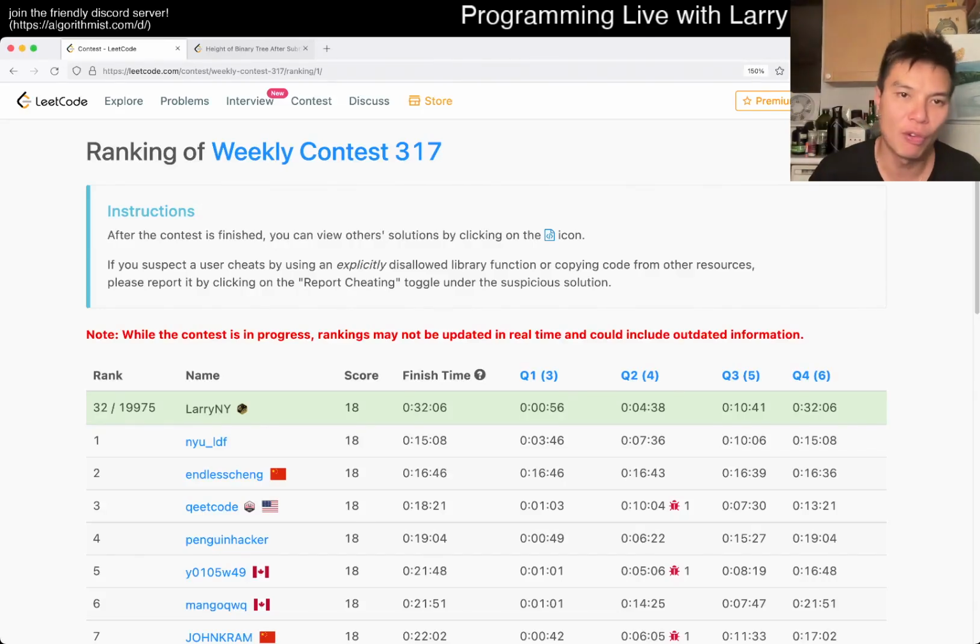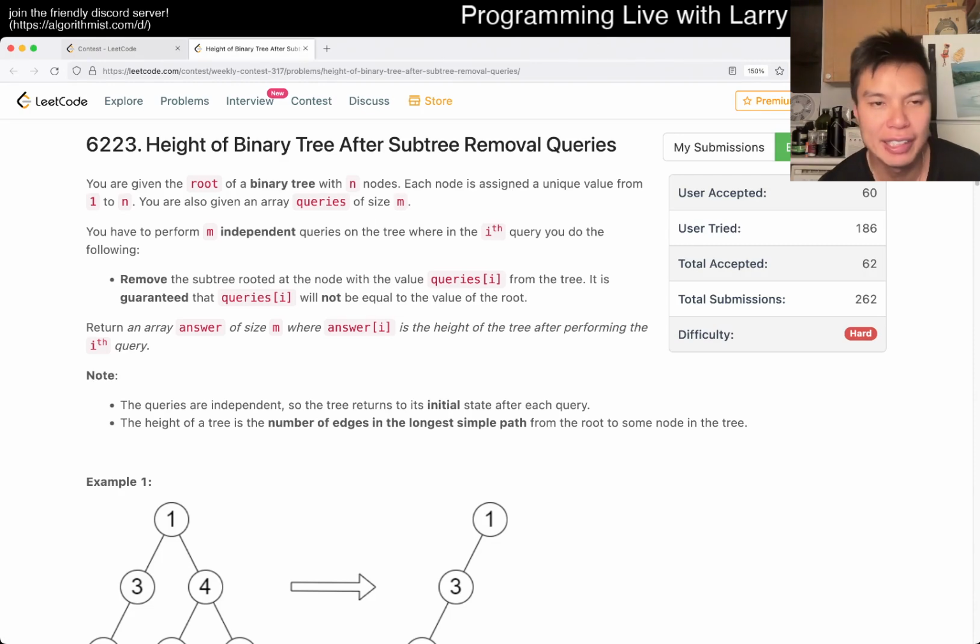This is me going over Q4 of the weekly contest 317, Height of Binary Tree After Subtree Removal Queries.